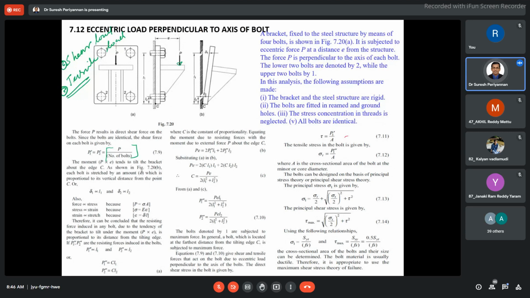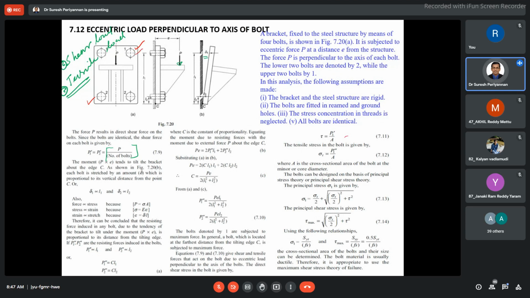The bracket is going to tilt. Due to the tilting effect, there is going to be deformation here at bolt one, because here we are considering two sets of bolts. The top one we denote with notation one, and the bottom, where there are two bolts, we denote with notation two. When the force is acting at the offset distance, the first set of bolts is subjected to tensile load.